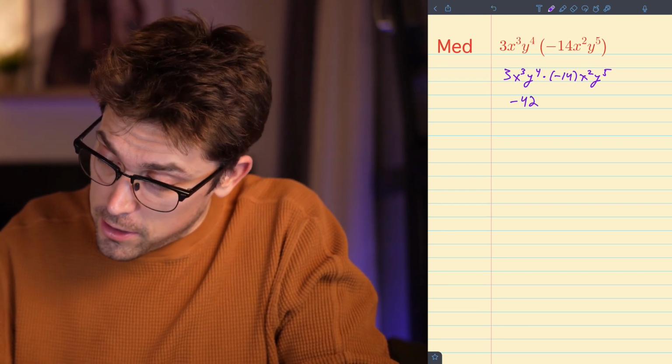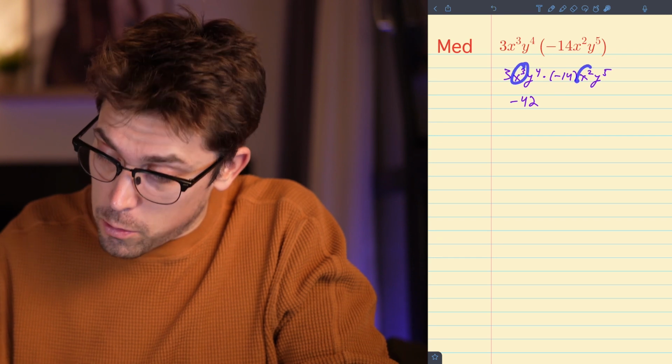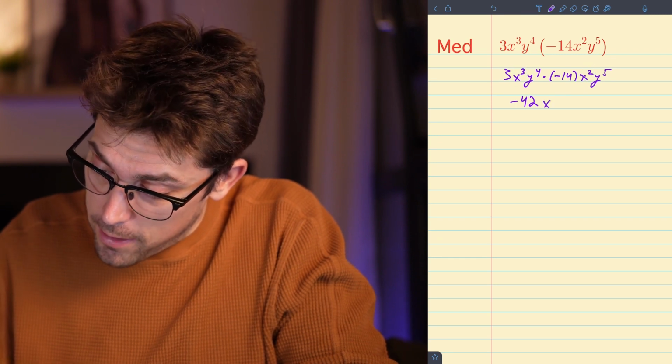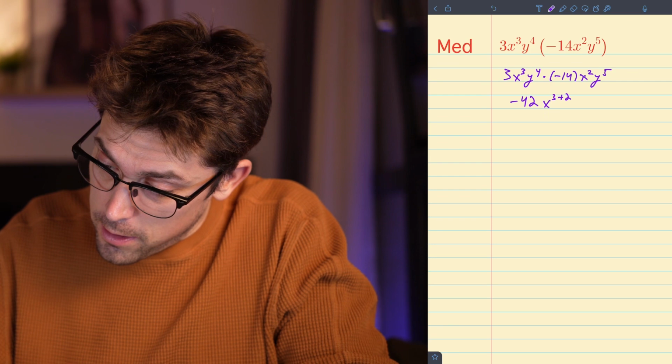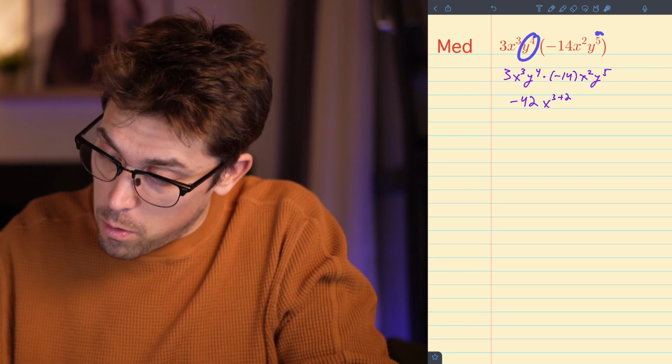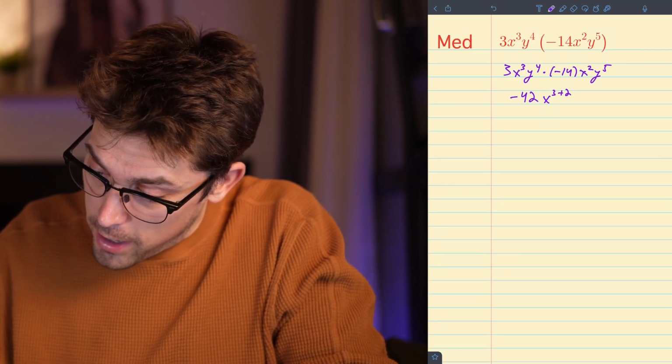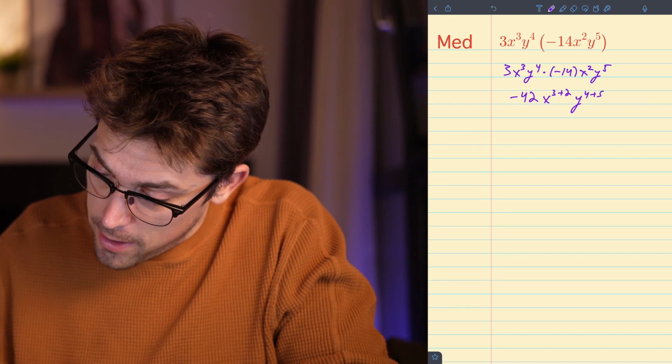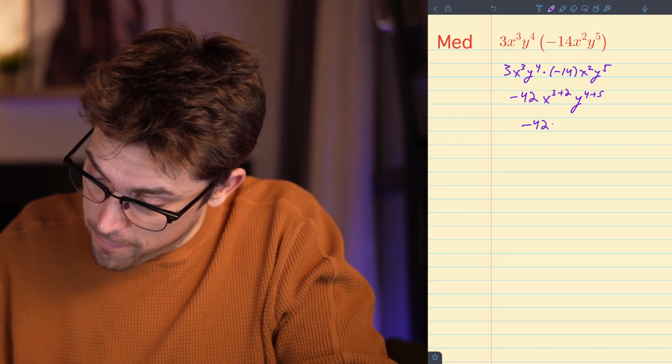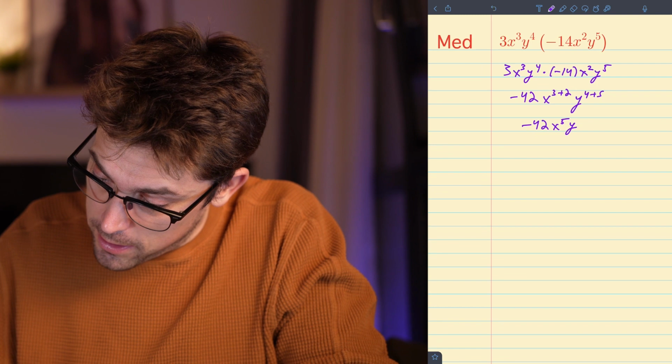Now I'm going to have x cubed and x squared. So I know I can rewrite that as x to the power of 3 plus 2. Then I have y to the 4th, y to the 5th. That's going to be y to the 4 plus 5. Simplifying that down, I'm going to have x to the 5th, y to the 9th.